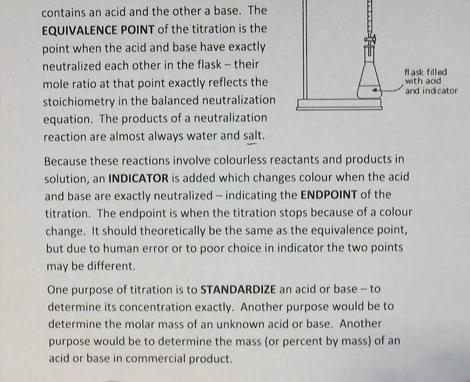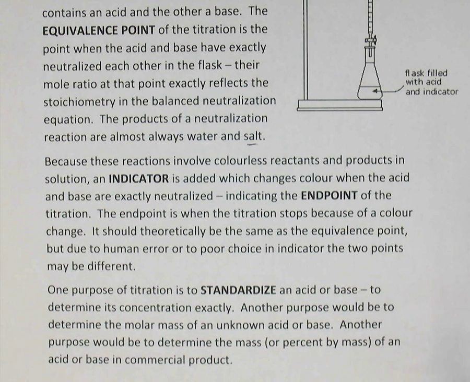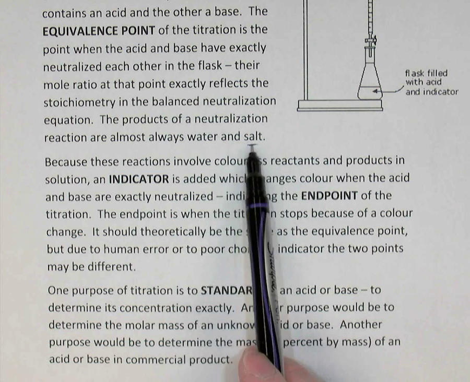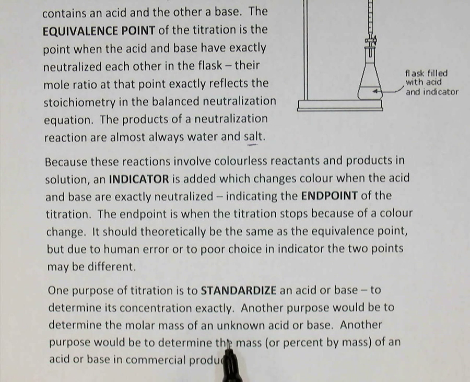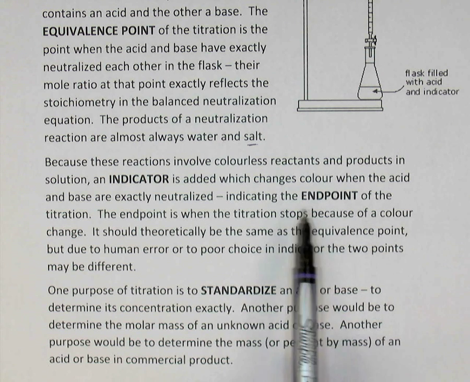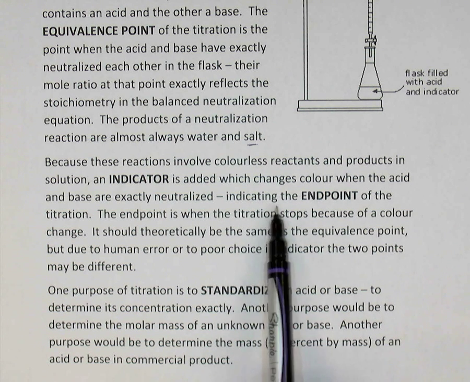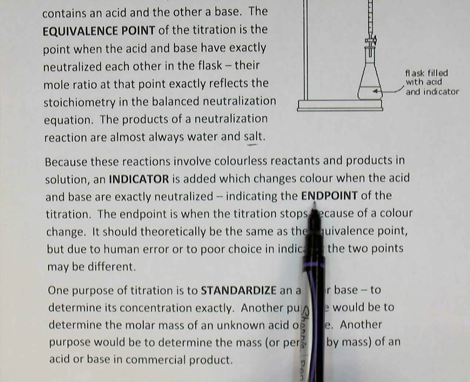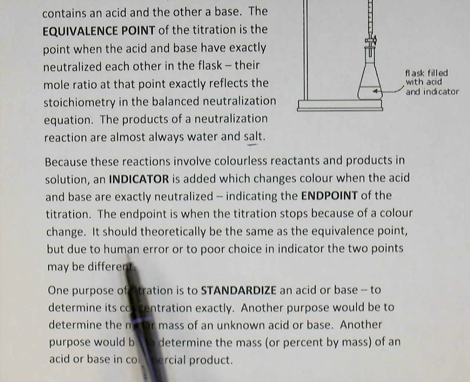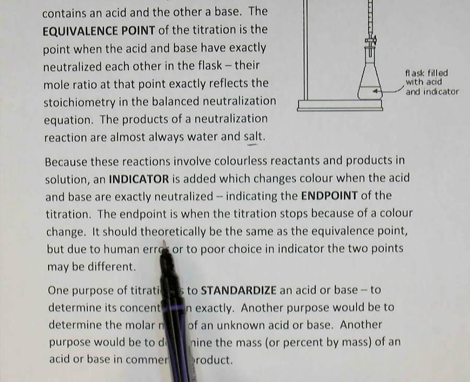An indicator is itself a weak acid that changes color at a particular pH. If we know the salt being produced in the titration, we can predict what the pH will be close to at the equivalence point, and then we choose an indicator which changes color close to that pH value. So when you're doing the titration, you stop the titration at what's called the end point, and that's where the color of your indicator changes.